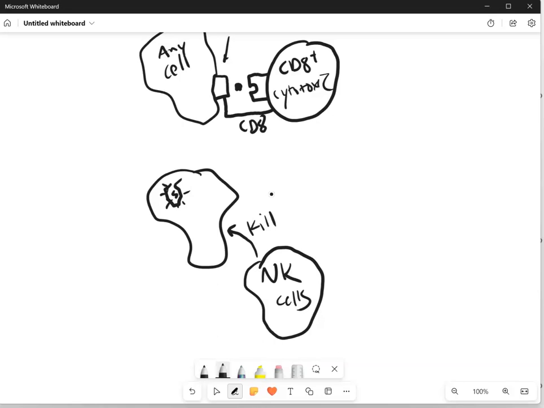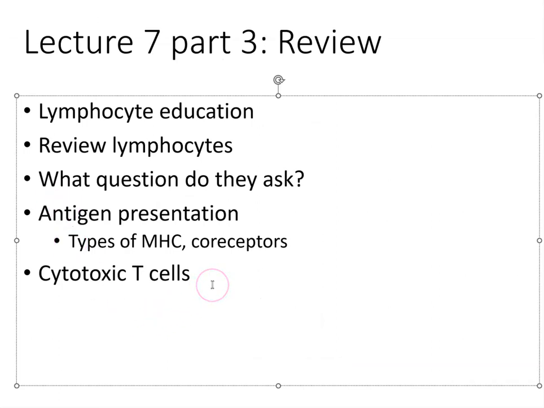So natural killer cells are part of the innate immune system. They don't look for some random thing. They're looking for an absence of MHC1. And they're born with all the receptors they need to detect that. And they're some of the first cells that help you during a viral infection, because most viruses do this. Most viruses tell the cell to stop making MHC1. Okay, so that is cytotoxic T cells and natural killer cells. Make sure you understand how they work together.